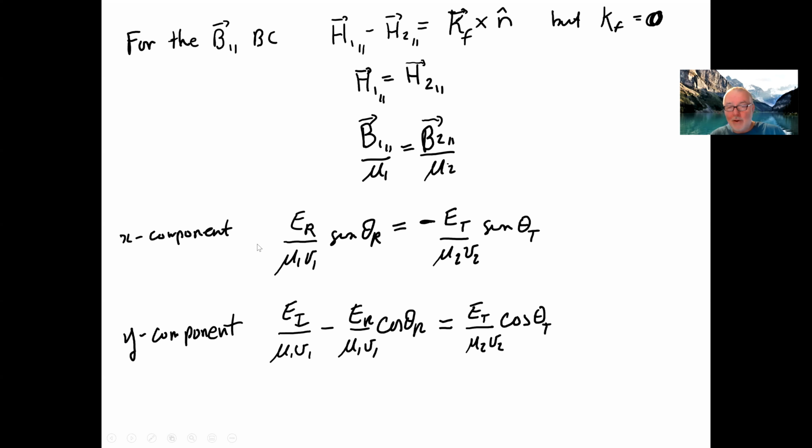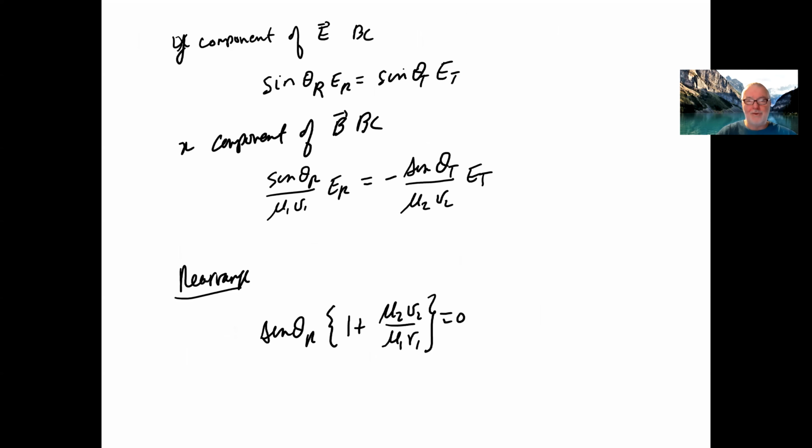And then I've got an X component from my formulation of the incident, reflected, and transmitted waves, which is ER over mu1 V1 sine theta R equals minus ET over mu2 V2 sine theta T, and EI over mu1 V1 minus ER over mu1 V1 cos theta R is equal to ET over mu2 V2 times cos theta T. So that's my boundary condition for the parallel component of the magnetic field at the boundary.